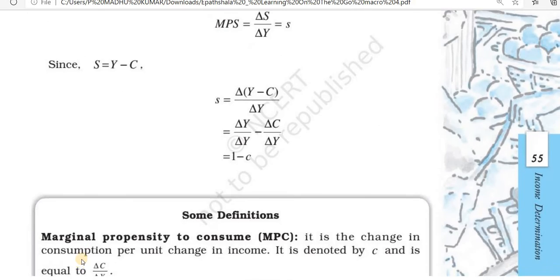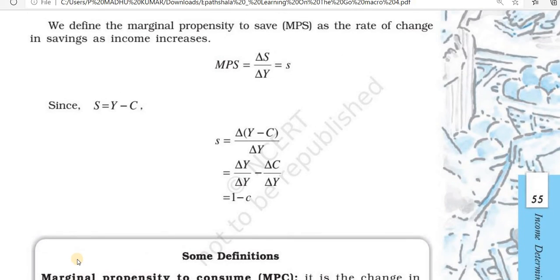Let us study some definitions. In the last class we studied marginal propensity to consume and marginal propensity to save. We also studied that savings equal income minus consumption. From this equation we can derive that savings equals (1 minus C) times income.